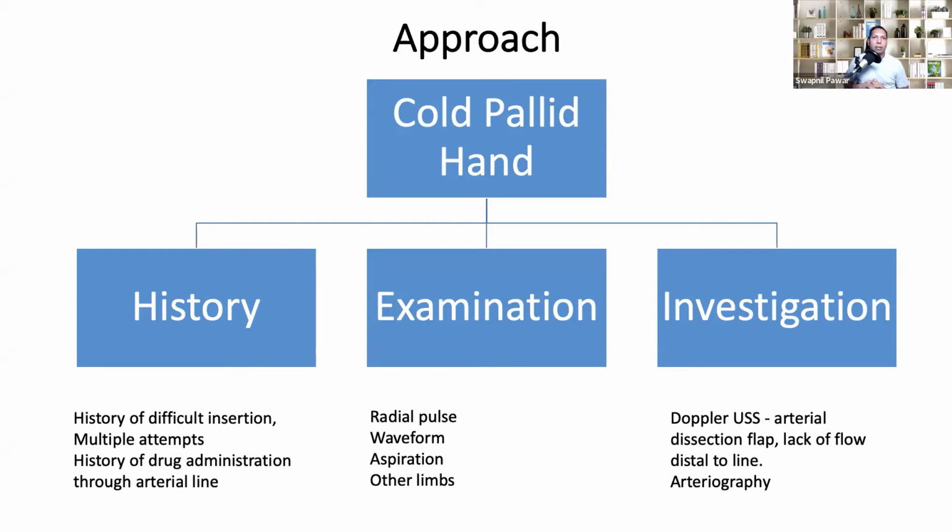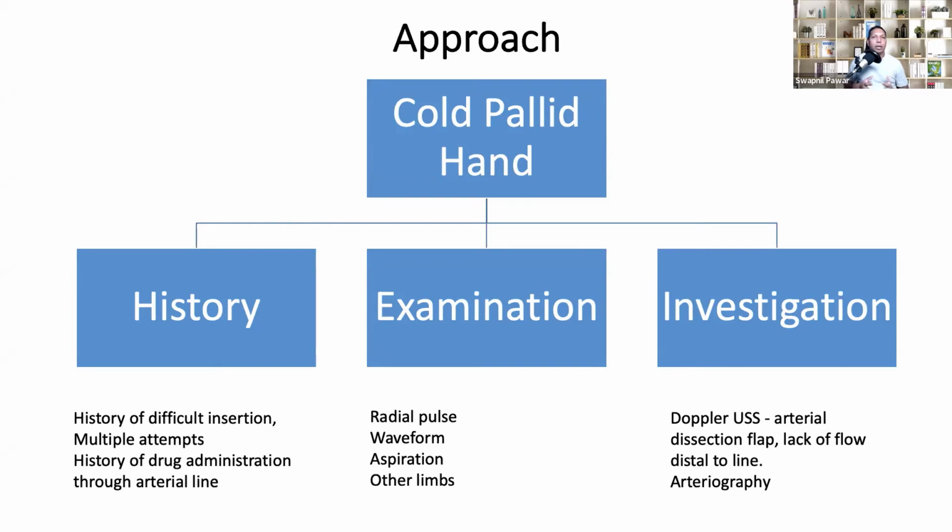Was it a particularly difficult arterial line insertion? How many attempts were made? And with regards to drug administration, it's very important to check whether there are any infusions accidentally attached to the arterial line and whether any drug was administered through the arterial line as a bolus.